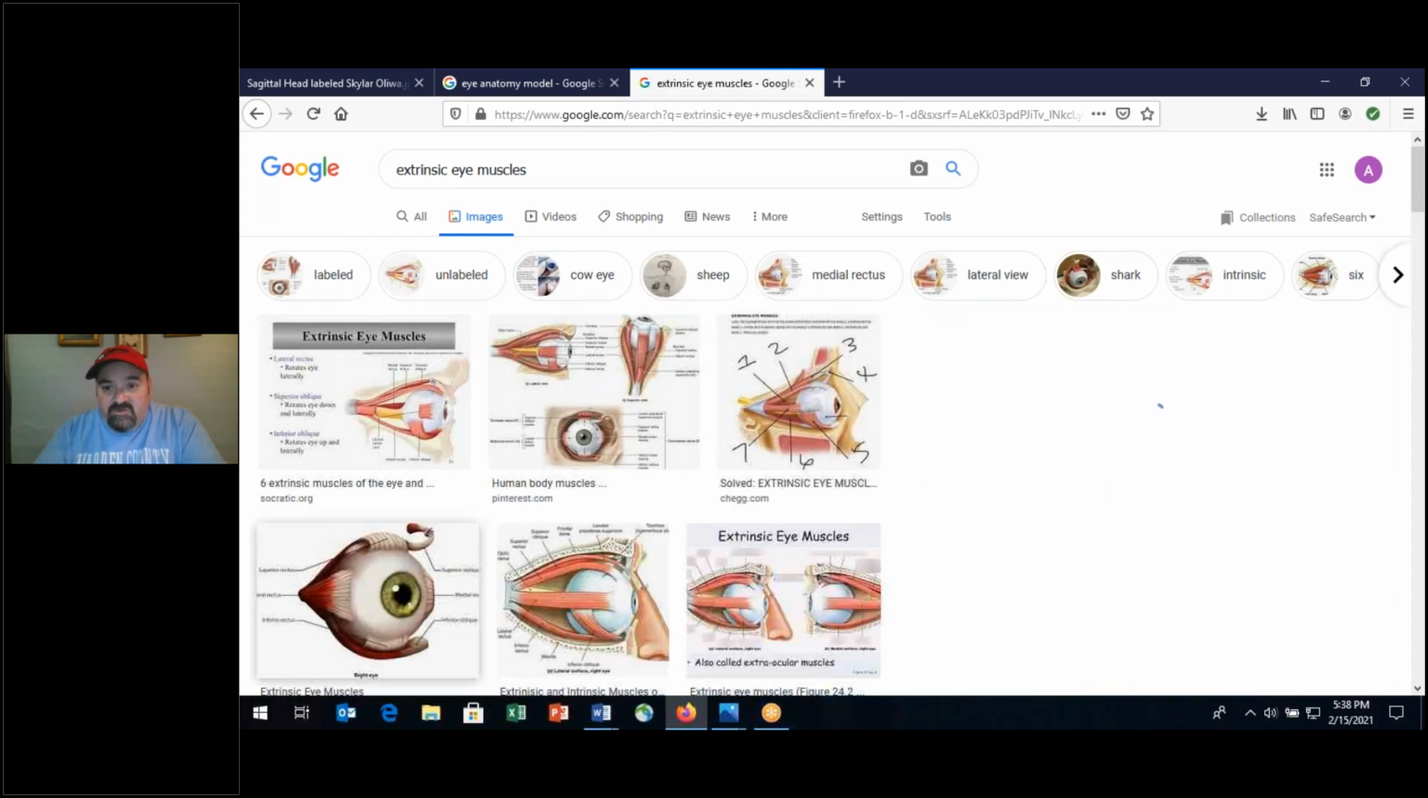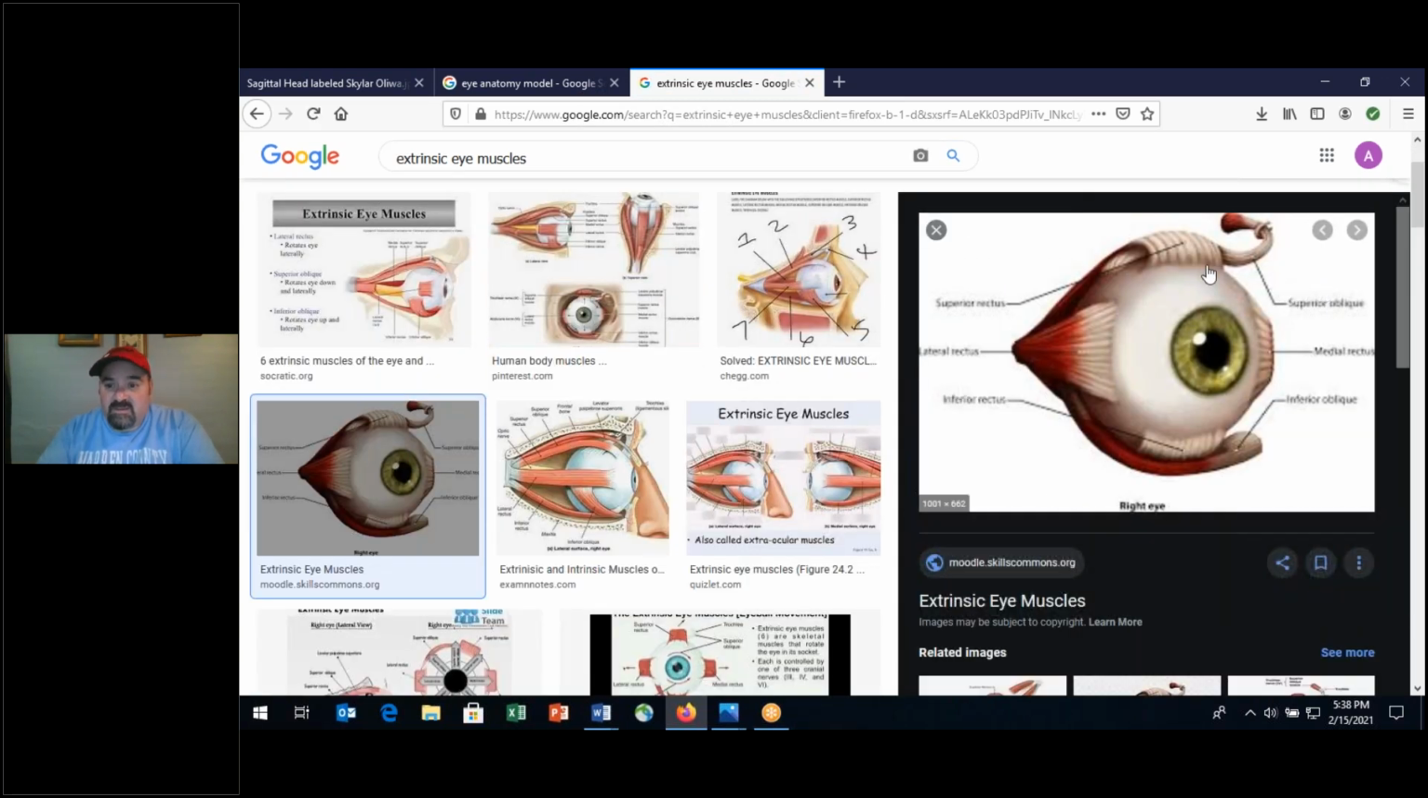Okay, so here we have an image where you're seeing the superior oblique right here, comes across, and it goes medial. So from lateral to medial. Here's the inferior oblique coming from lateral to medial. And then we have the inferior rectus, the superior rectus, the lateral rectus, and the medial rectus. Okay, and there are multiple images here.